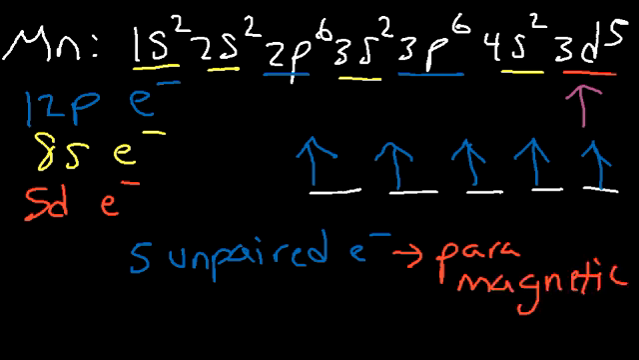Now manganese has a total of 25 electrons because the atomic number is 25, and for a neutral atom, the number of protons and electrons both equal the atomic number. So 25 minus 5 is going to give us 20 paired electrons.